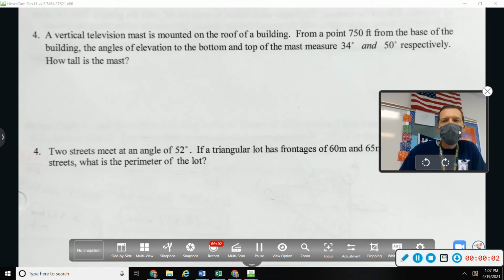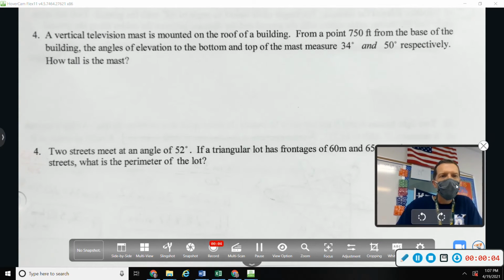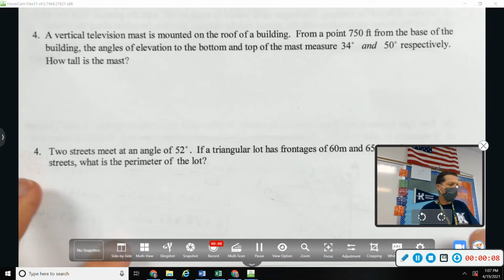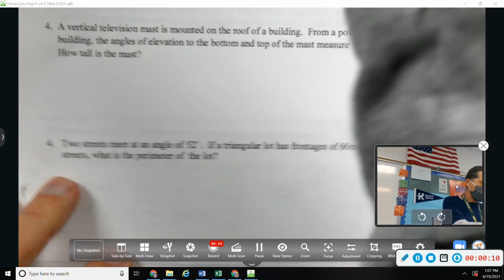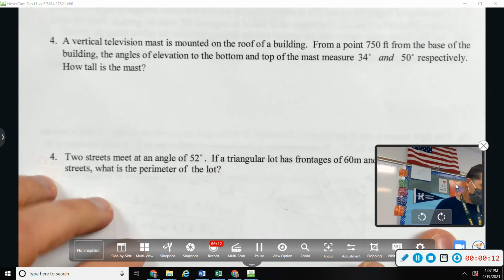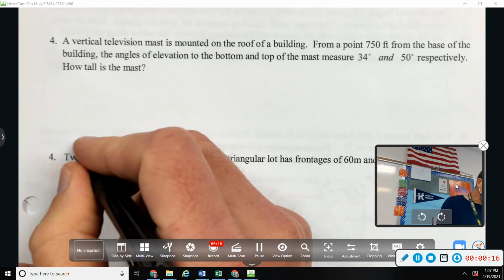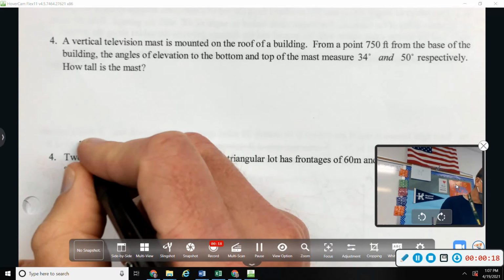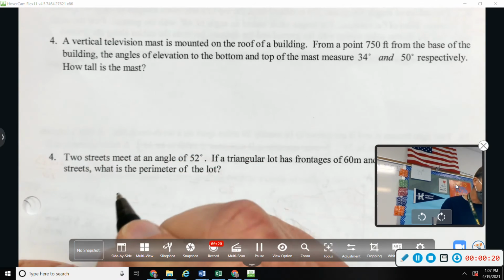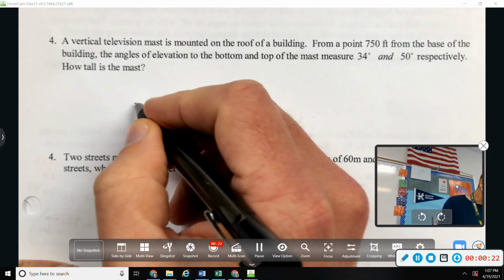So number 4, the first number 4, from worksheet 5. A vertical television mast is mounted on the roof of a building. From a point 750 from the base of the building, the angles of elevation to the bottom and top of the mast measure 34 and 50. How tall is the mast?